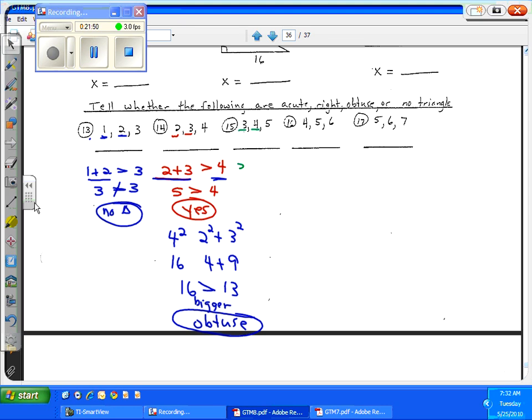Okay, number 15, we want to see if it's a triangle at all. To be a triangle, the sum of the smaller two sides has to be greater than the length of the third side. Is 7 greater than 5? Yes, so we know that it is a triangle. To see what kind, though, we compare the square of the longer to the sum of the squares of the shorter.